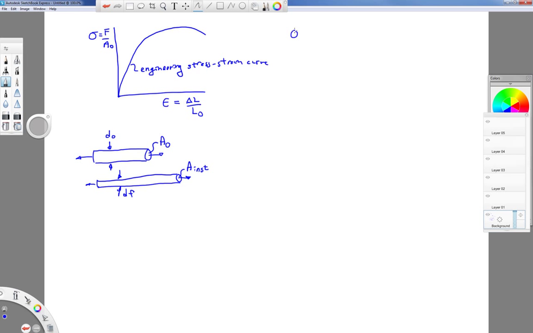All right, so our engineering stress is going to be defined as the force divided by the original cross-sectional area, and our engineering strain we're going to define as the change in length of some initial gauge length over that initial gauge length.